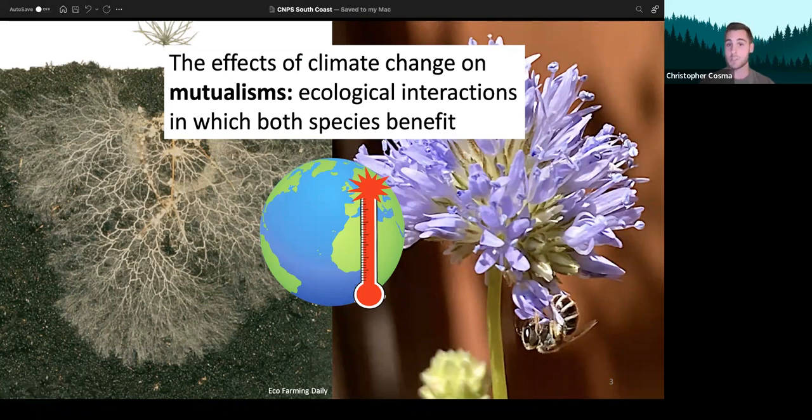And mutualisms are just ecological interactions in which both partner species benefit in some way. And so the most classic example of mutualism that many of you are probably familiar with is pollination. So the interactions between plants and their pollinators, the majority of which are insects. So bees, butterflies, and other insect pollinators. We study plant pollinator interactions primarily in the lab, but we also look at other mutualisms like the below ground interactions between plants and their mycorrhizal fungi, as well as plants and rhizobial bacteria.